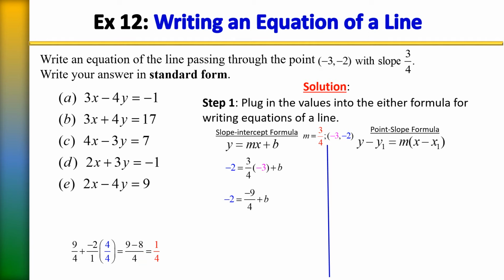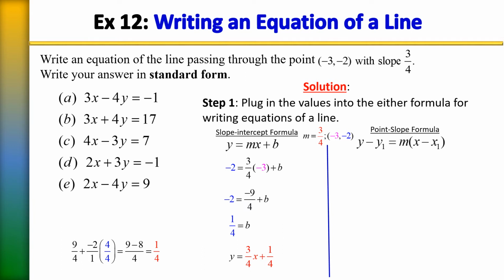So that's going to leave us, when we combine those two fractions, 1/4. So putting our line together, our line would be y equals, we were already given a slope of 3/4. So y equals 3/4 x, and we just found out that b is 1/4. So when we put it all together, our line is y equals 3/4 x plus 1/4.